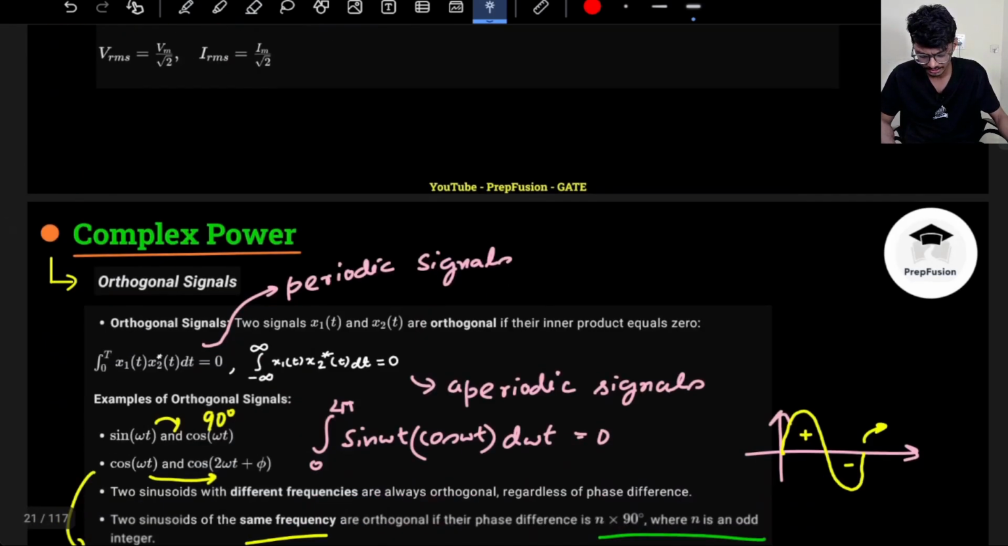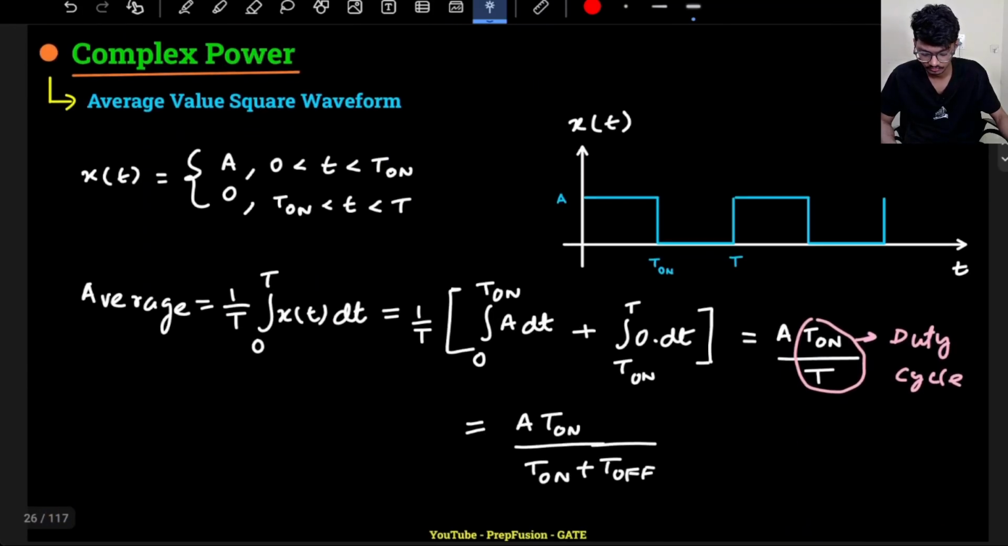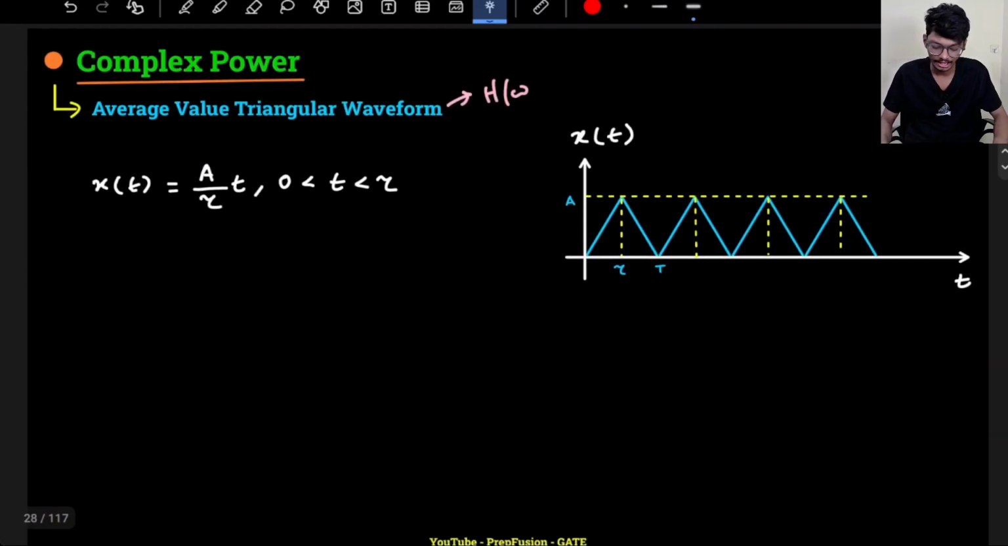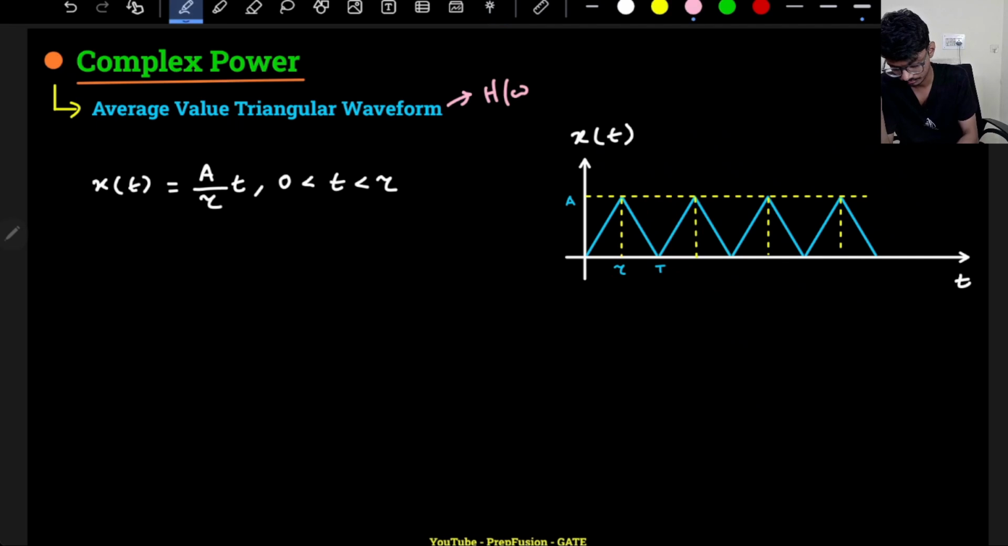Now I will derive the average and RMS value of the triangular waveform. Average is not that difficult. Basically, average is the area divided by the time period. It is a periodic waveform, so it is simply area divided by the time period. That is another way to find the average. So X average equals area divided by time period. So what is area?